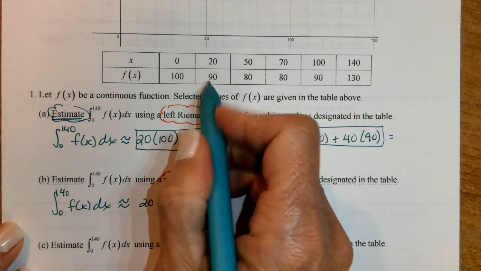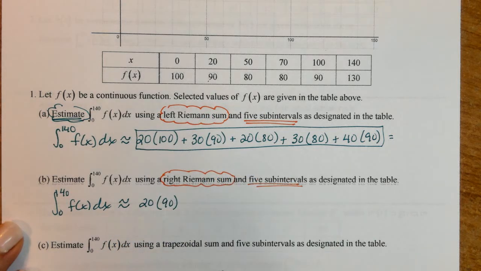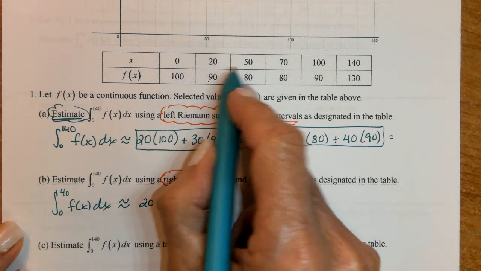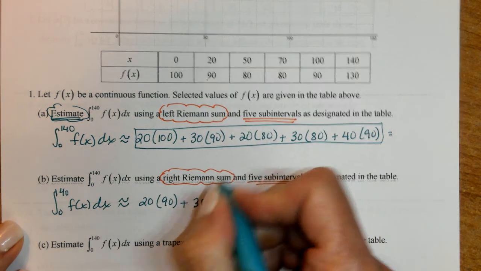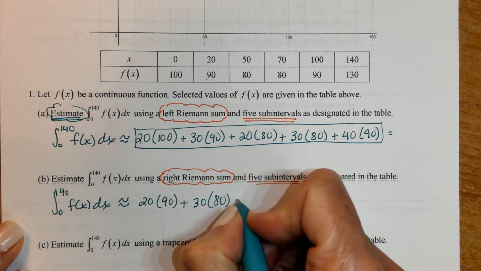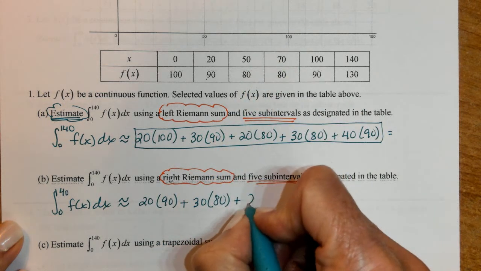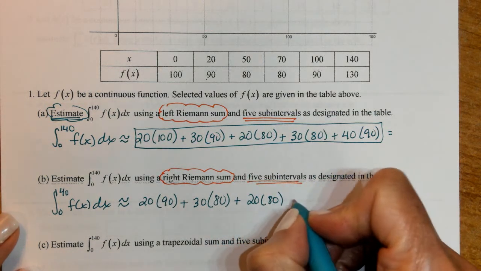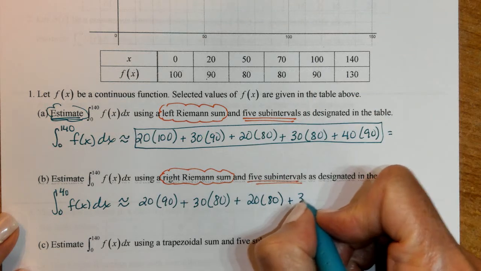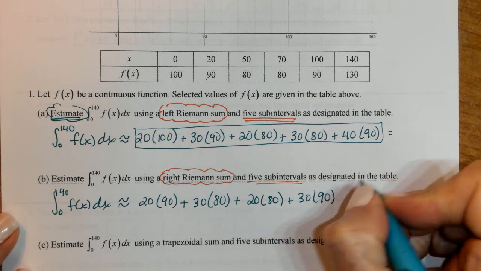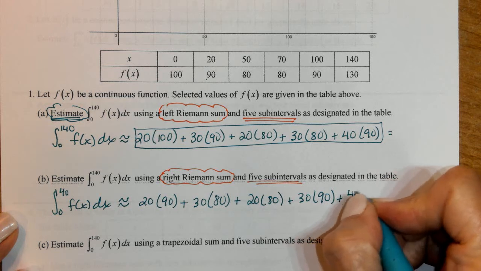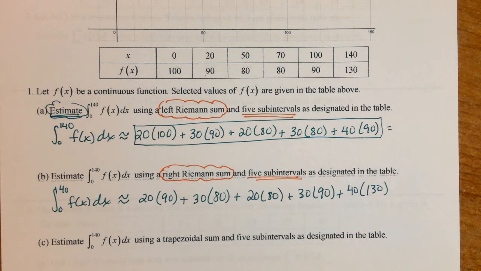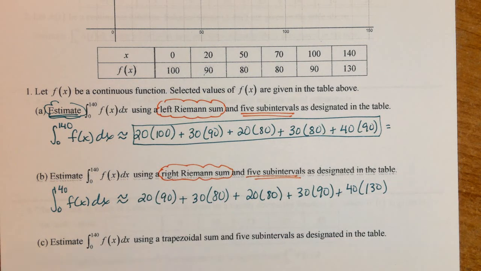The height is 90, the right-hand height. Your next rectangle has delta x, change in x, 30. The right-hand height is 80. Next delta x is 20. Right-hand height is 80. Next change in x is 30. Right-hand height is 90. And then 40 times 130. If you're doing a right Riemann sum, you will not use your leftmost height at all.